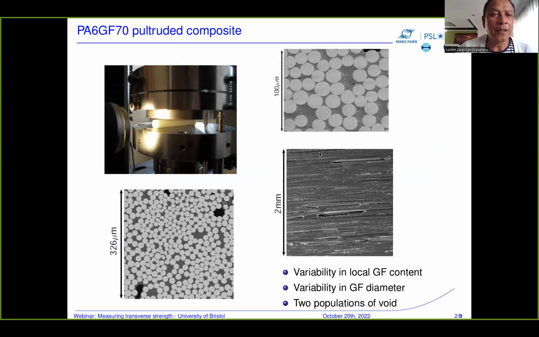And here at the top left is the rod. The study of the microstructure showed that there is a variability in the fiber content, also in the diameter of the fiber, and essentially two populations of voids. The first one is this small spherical void, and the second is this kind of needle, noted as macropores.